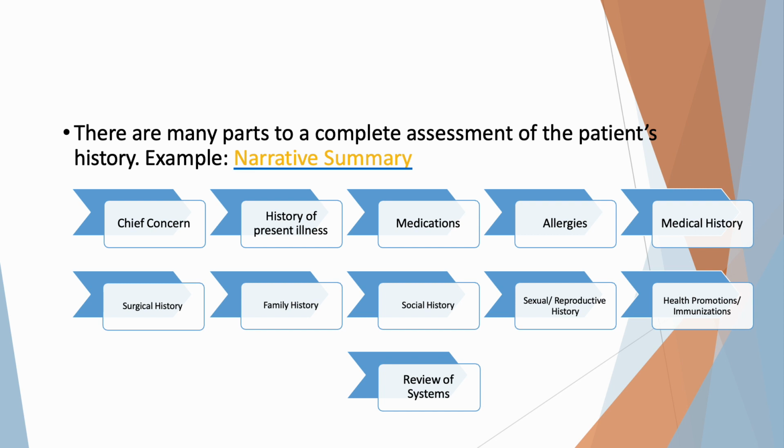These factors consist of the chief complaint, history of present illness, medications, allergies, the medical history, the surgical history, family history, social history, sexual reproduction history, health promotion and immunizations, and the review of systems. When you collect these factors within your narrative, you then can go to your assessment and make an appropriate diagnosis for the patient, and then develop a comprehensive collaborative treatment plan for your patient. So we're going to talk a little bit more about what each one of these factors should look like in your narrative summary.